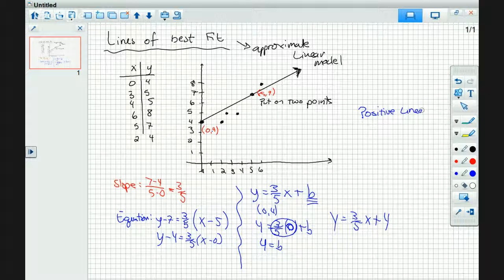Here's some vocab for you. This graph exhibits a positive linear relationship. Okay. Positive slope, right? What would a negative linear relationship look like? Down to the right. So negative would be like this. Okay. Keep that in mind.